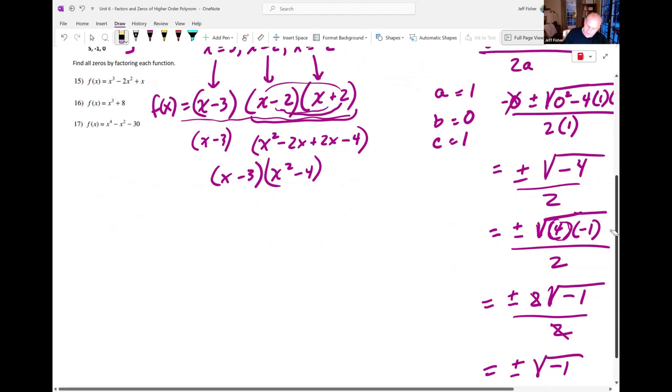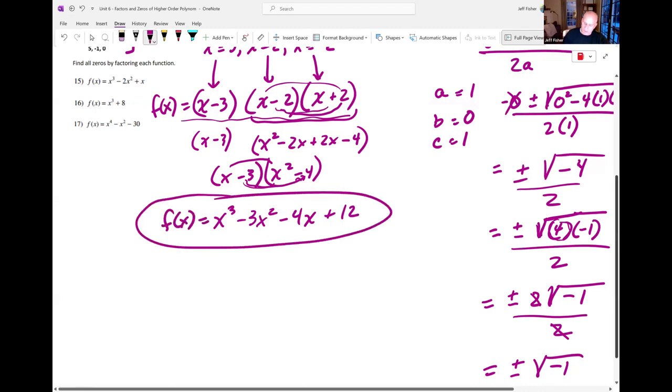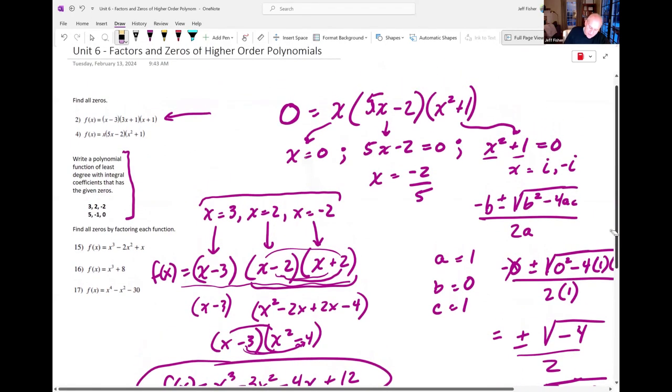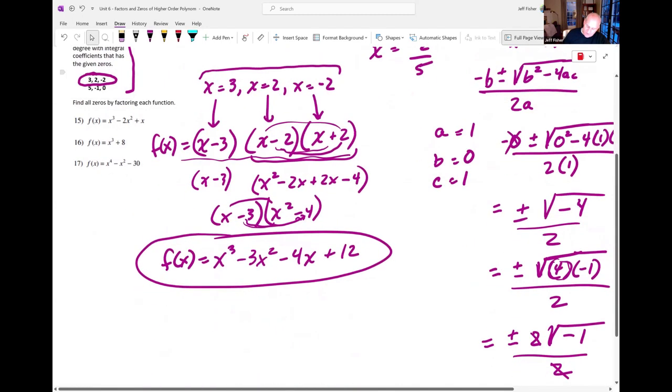What is x squared minus 4 times x minus 3? Well, let's just FOIL it out. x squared times x is x cubed. Negative 3x squared. Negative 4x. Positive 12. Right? So this is our final polynomial. This is it. This is f of x. Just by knowing the zeros, knowing where the graph crosses the x-axis, allowed us to find out what the equation of that polynomial is.